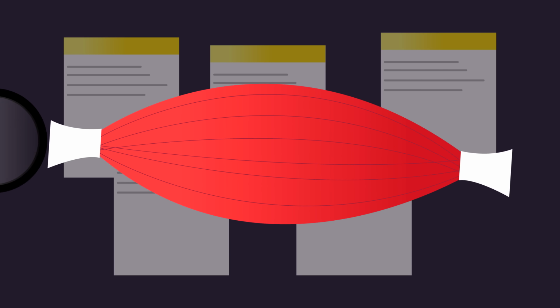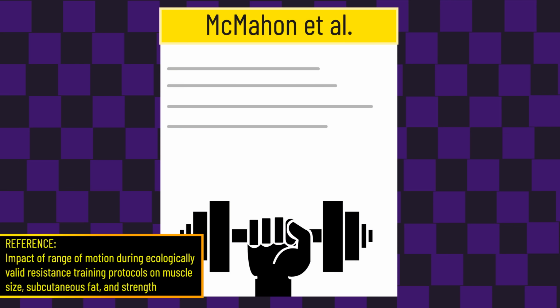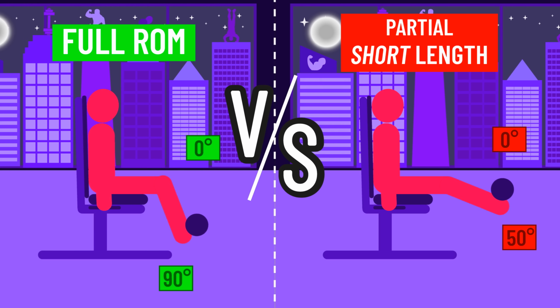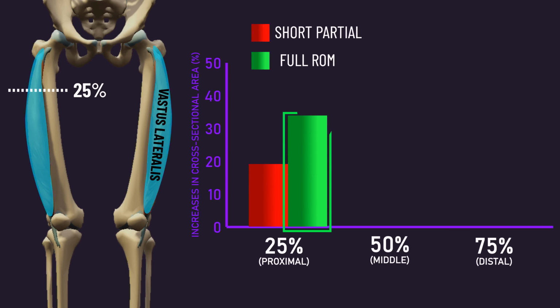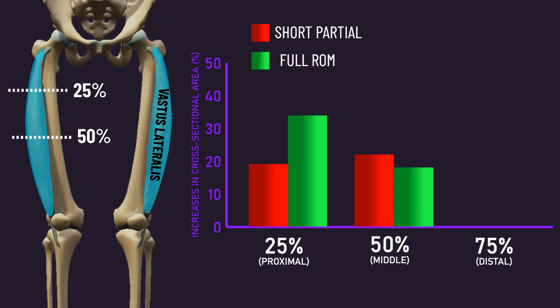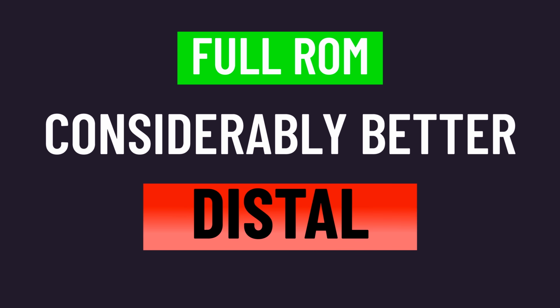We have a couple of studies comparing growth across the regions of a muscle between different range of motions, and there seems to be a consistent pattern. This paper compared full range of motion to partial at short lengths on the leg extension. Growth of the vastus lateralis at the proximal portion leaned towards the full range of motion. Growth at the middle region was fairly similar, and growth at the distal region was considerably better with the full range of motion.